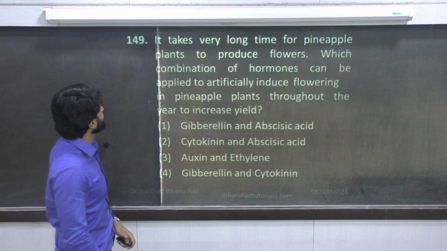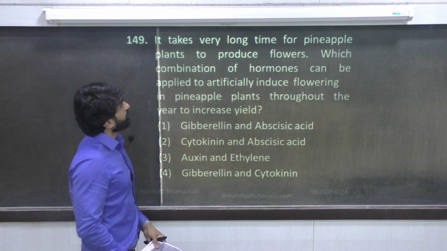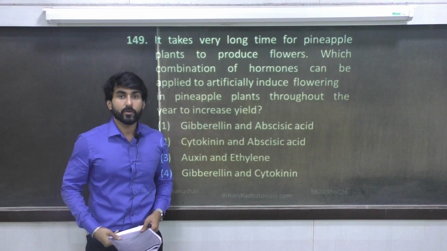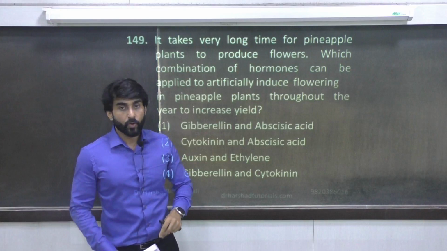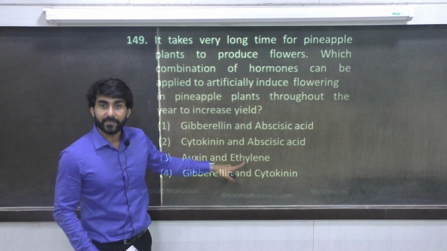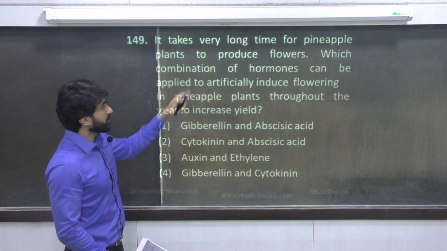149. It takes a very long time for pineapple plants to produce flowers. Which is the combination of hormones which can be artificially given to induce flowering? If you see your NCERT, the only two hormones which talk about flowering in pineapples are auxins and ethylene. They help in artificial flowering in pineapples. So option number 3 gives you auxin and ethylene. For question number 149, the answer would be 3.